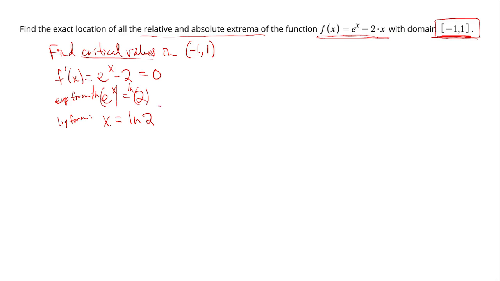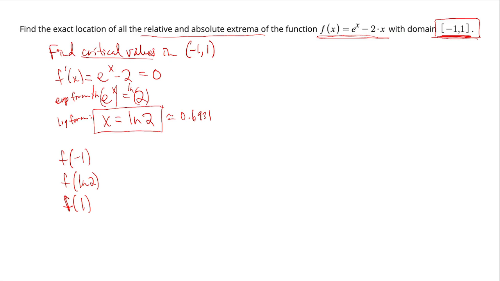Anyway, so this ends up being a critical value, and we need to check to make sure it's actually in that interval between -1 and 1. If you pop ln of 2 into the calculator, you'll get approximately 0.6931. That's definitely between -1 and 1, so that is a critical value that we want to consider on that closed and bounded interval -1 to 1. My next step is to evaluate my function at the boundaries as well as that interior critical value.